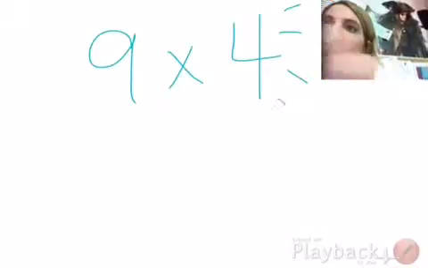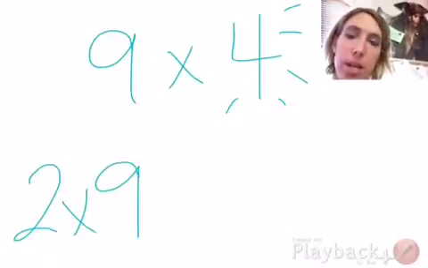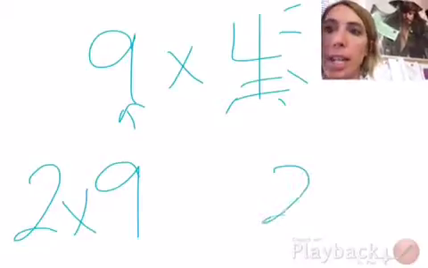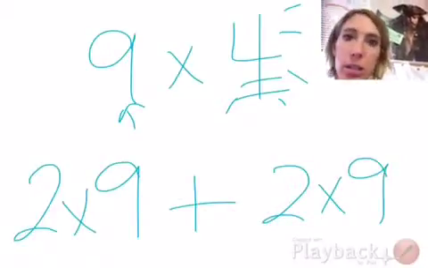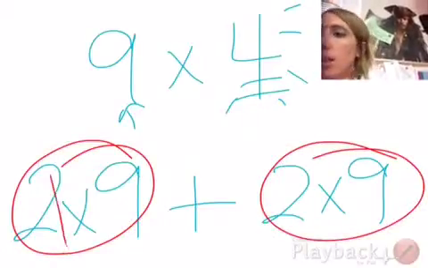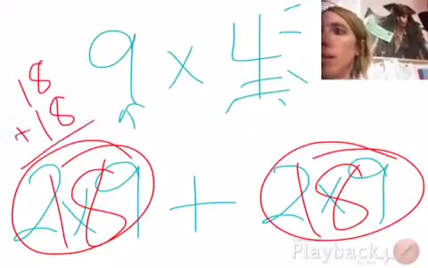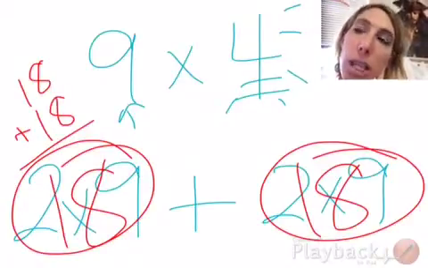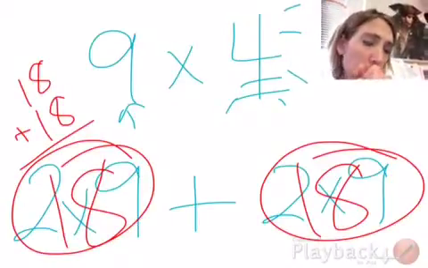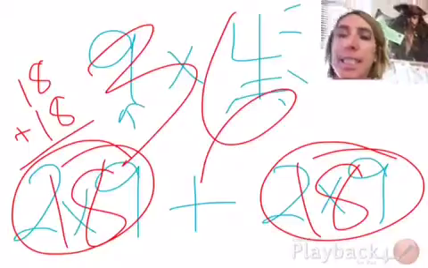9 times 4. Well, if I see a 4, I know I can do the double. So I'm going to do 2 of those 9s. But we need 4 of the 9s. So we need another 2 of them to get our total. So now I have 2 times 9 and 2 times 9. So I have an 18 and an 18. And if I add those together, I will be at my product of 9 times 4, which is, pause the video if you need more time, 36.